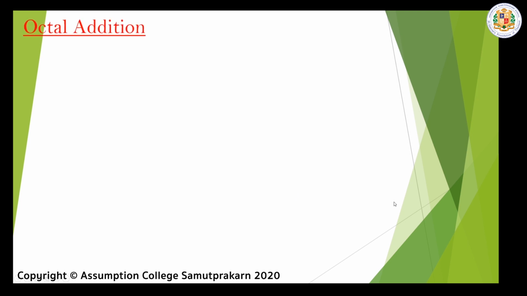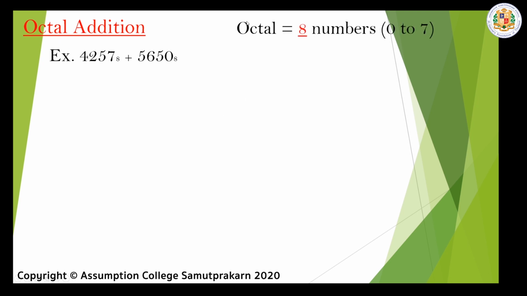Next, let's learn about octal addition. So here's our example. We have 4257 plus 5650. As you notice, there's no number bigger than 7, as 7 is the last number in octal numbers. Things to remember: octal has 8 numbers, 0 to 7. 7 is the last number. So we have 0, 1, 2, 3, 4, 5, 6, 7. 8. Do we have 8? No, so we stop at 7, and then start counting from 0 again. 1, 2, and so on and so forth. Okay, so let's put this down.